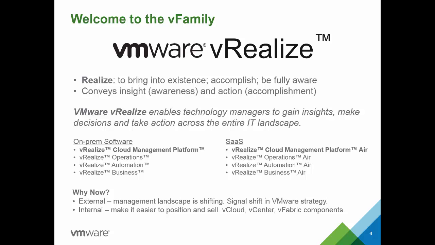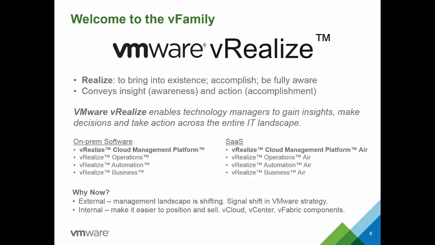So as you see here on the left-hand side, on-prem software, we've got the VRealize Cloud Management Platform, we've got VRealize Operations, VRealize Automation, and VRealize Business. Essentially, VRealize Operations is your operations management or vCOps. VRealize Automation is your vCloud Automation, vCAC, and then your VRealize Business is your ITBM. So as you see here, we're just renaming them. And then what you're going to start seeing over the next quarter or two, we have our vCloud Air service. Well, we're now going to start offering a lot more as-a-service type offerings out on vCloud Air.